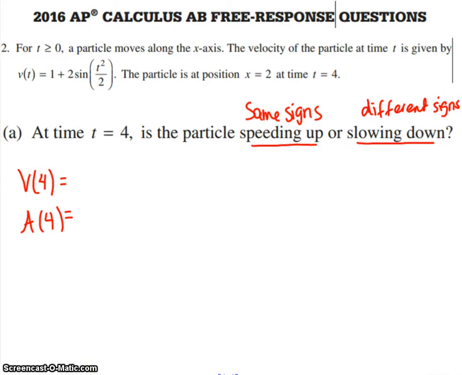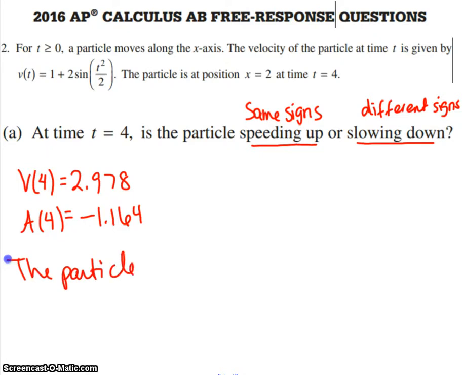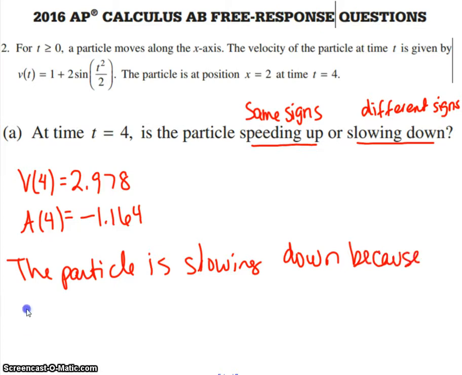Okay, so v of 4 we found to be 2.978, and a of 4 was negative 1.1640. Since they have opposite signs, the particle is slowing down. The particle is slowing down because v of 4 and a of 4 have different signs.